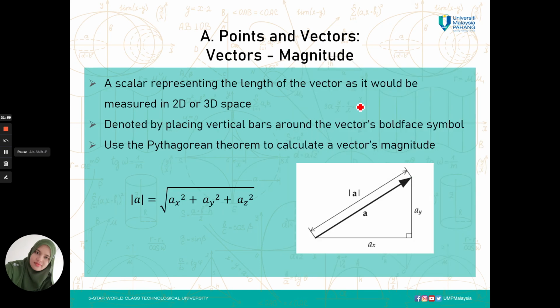And the next one is about the magnitude. Magnitude is basically the length of the vector, which can be measured in 2D space. So like I said, you can use the Pythagorean theorem, Pythagoras, to calculate the vector's magnitude, calculating the distance.